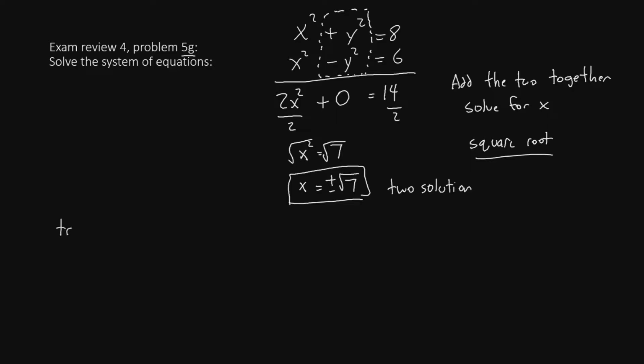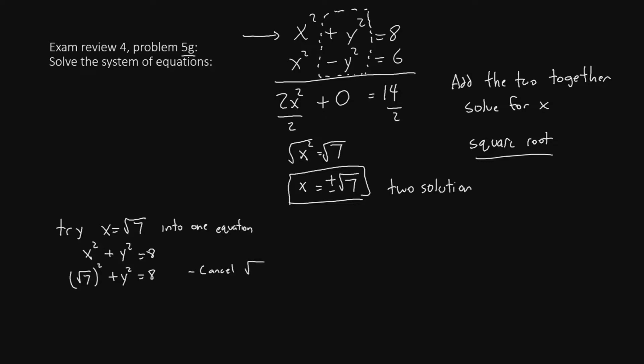Now, let's try plugging in x equals square root 7 into one of our equations. Let's go ahead and use this equation on top. We'll start with x squared plus y squared equals 8. If we let x equal square root 7, we'll have square root 7 squared plus y squared equals 8. Now we can cancel the square root with the second power.